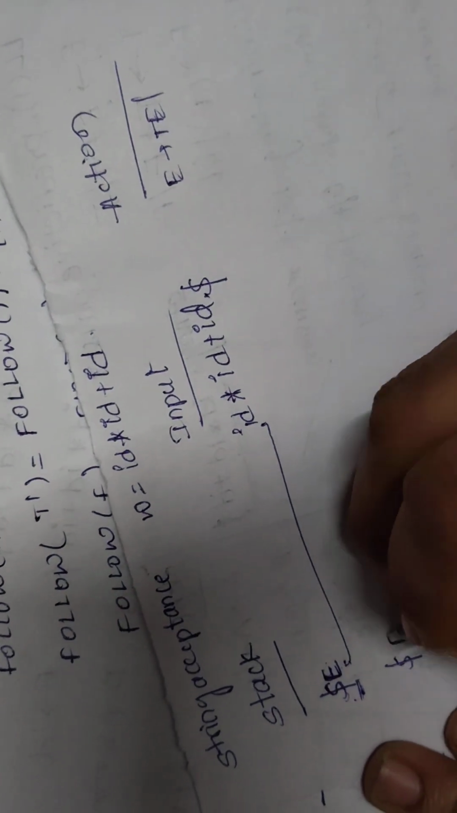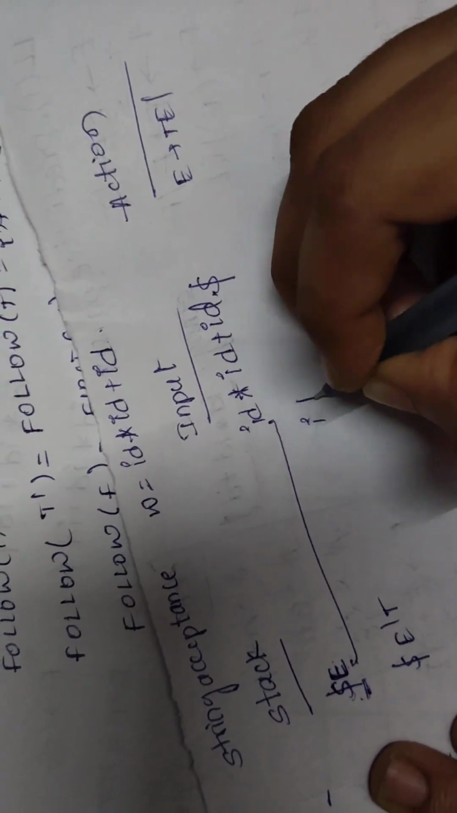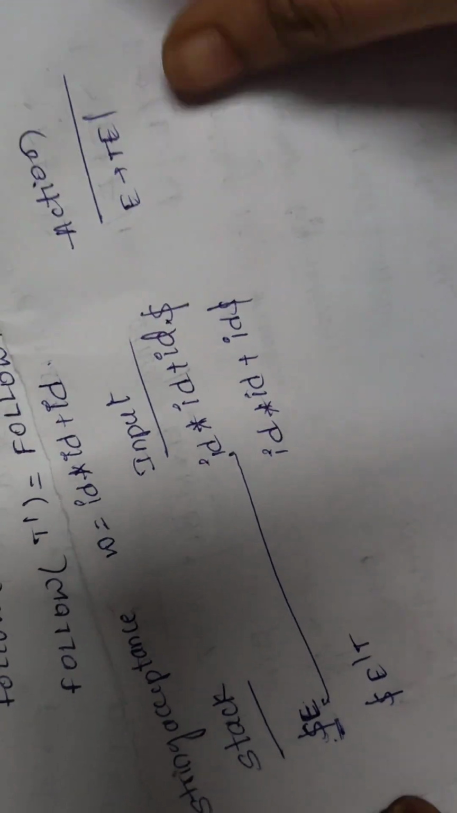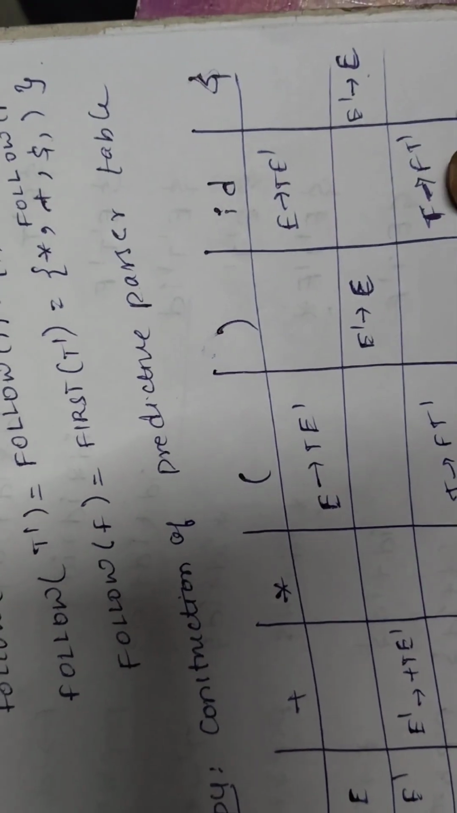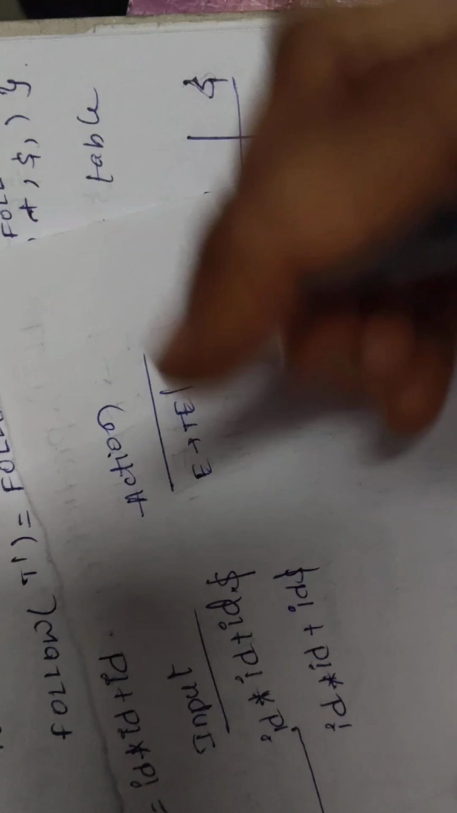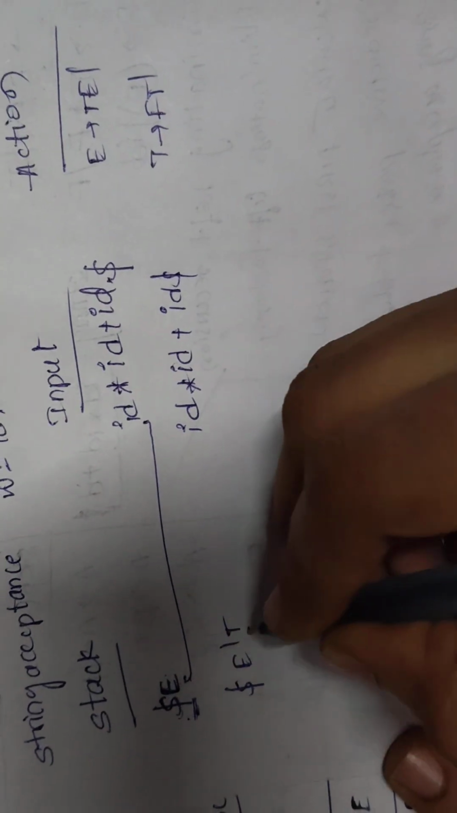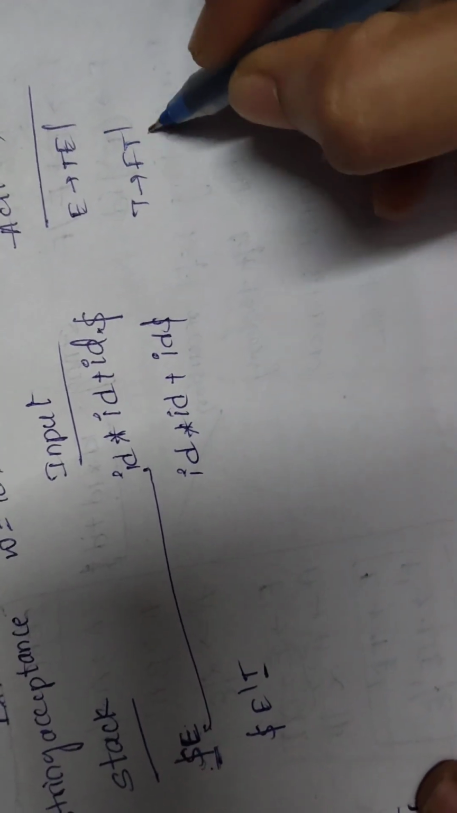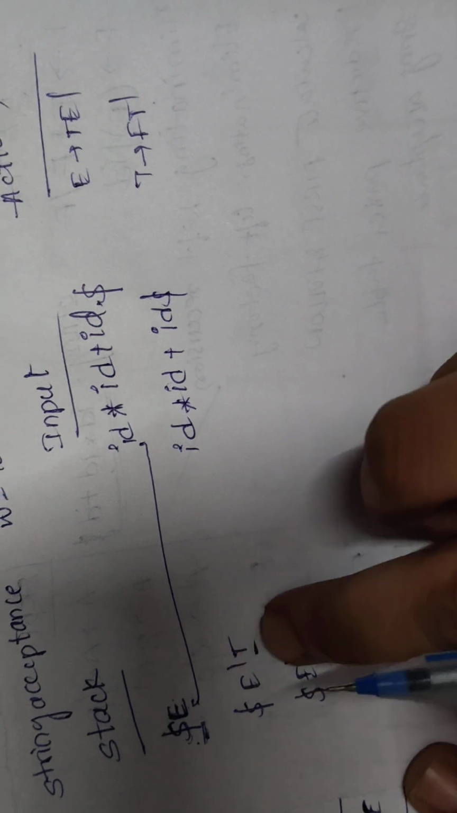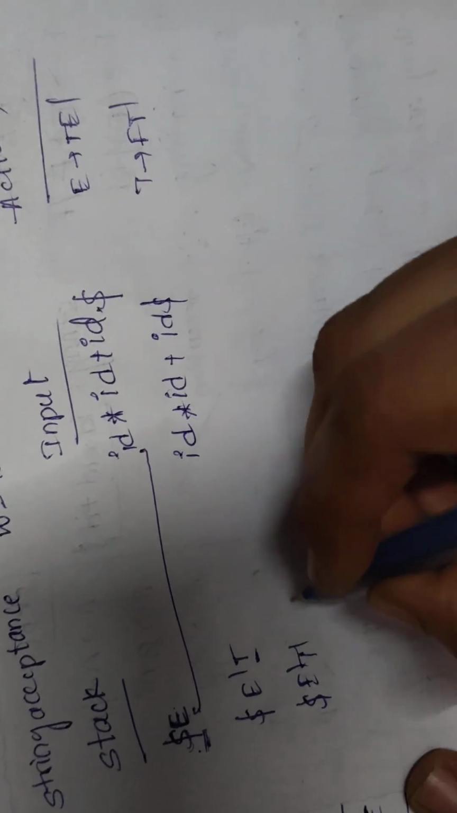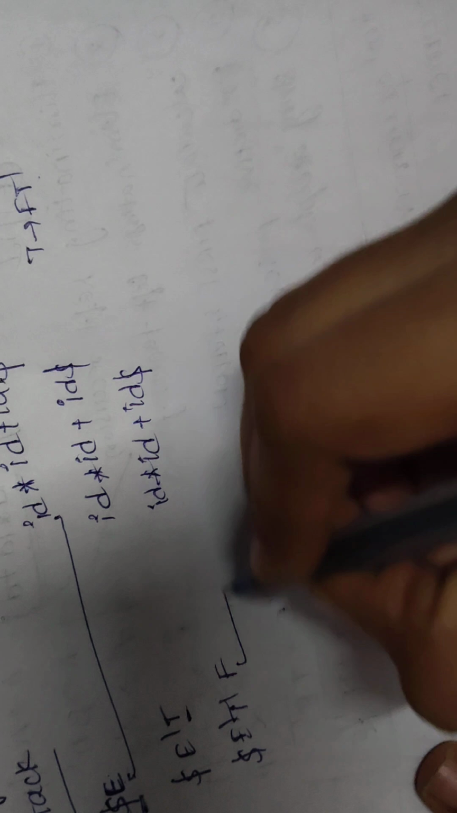So what is E and id? E produces TE dash. So that's E produces TE dash. Okay. Now you need to pop the stack's topmost element and write the right side of the prediction in reverse order. So dollar E dash T. Write the grammar prediction as it is. So next, T and id. What is T and id?